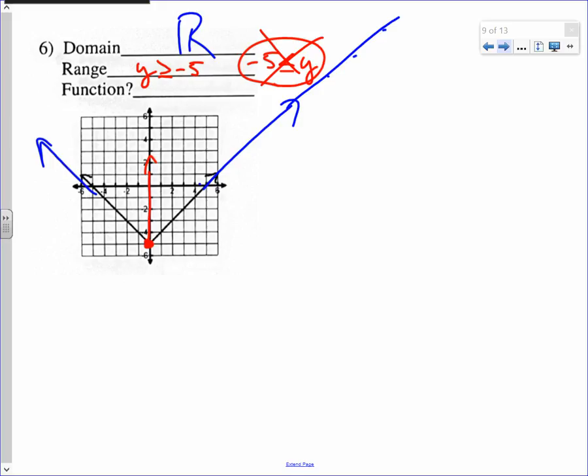Mr. Totis, is this a function? Yeah. You're awesome. Three more. We're going quickly. Questions?